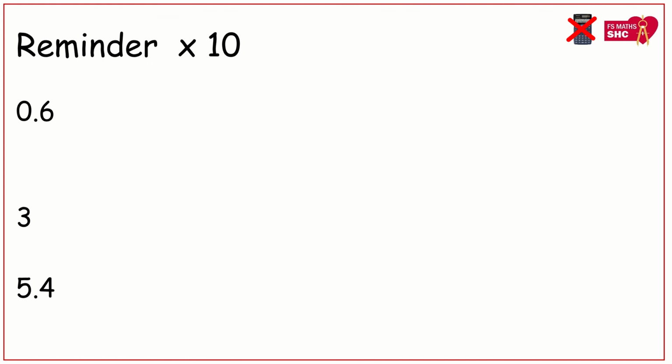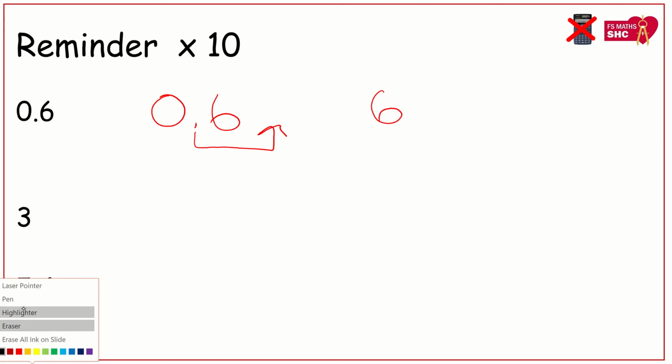So a quick reminder about timesing by 10. If we want to multiply 0.6 by 10, we are taking the decimal point and we are moving it one place value to the right, so then we end up with 6.0. When you have a .0 just on its own, we don't actually need that .0. You would be safe just to not put it, but if you wanted to leave it in, you can do. It literally makes no difference.